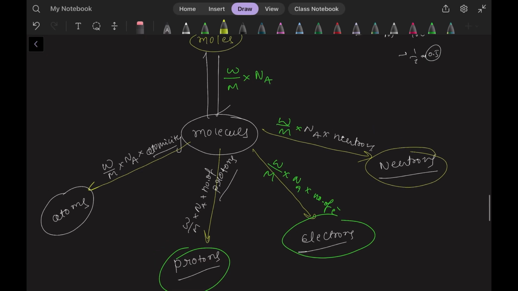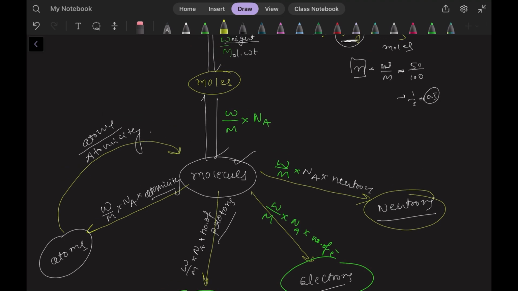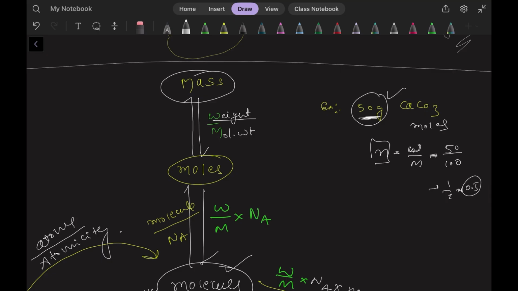So I want to convert atoms into molecules. Whatever atoms they have given, multiply by atomicity. You will get the answer in terms of molecules. So I want to convert molecules into moles. Whatever molecules are given, divided by Avogadro number, you will get moles. Above also I have mentioned the same. Last one, moles to mass. What you have to do? Moles you just multiply with molecular weight. You will convert moles into mass.